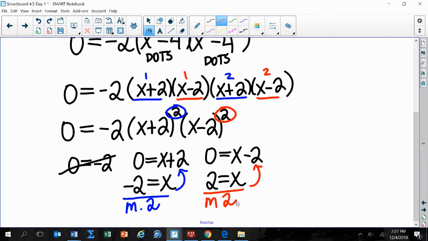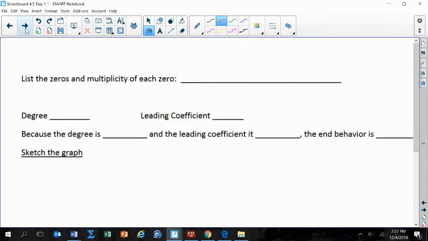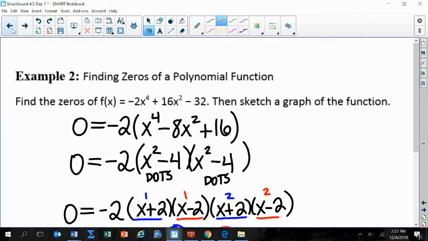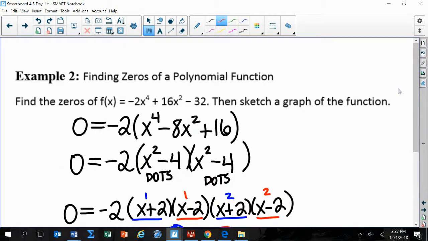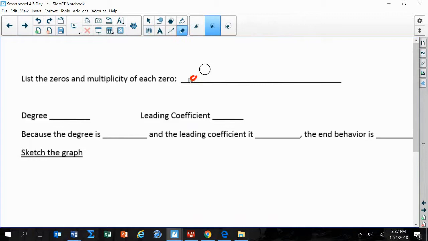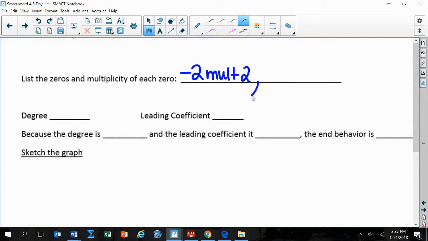Okay, so let's fill out the blanks. It says list the zeros and multiplicity of each. So we have negative 2, which was blue. Negative 2 had a multiplicity of 2. Okay. And then positive 2 had a multiplicity of 2.